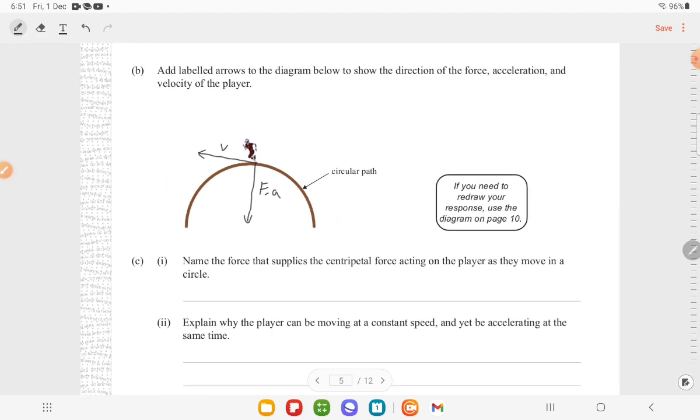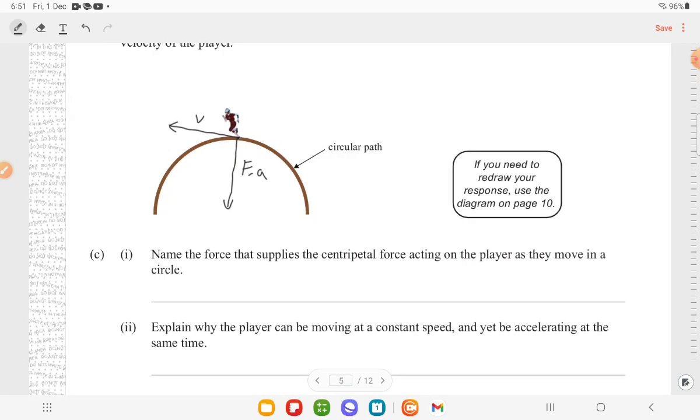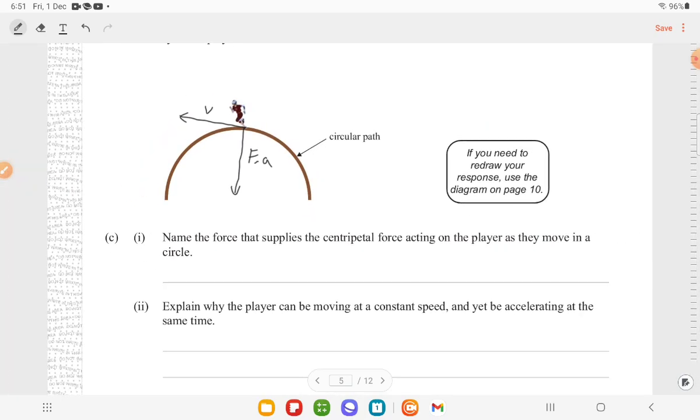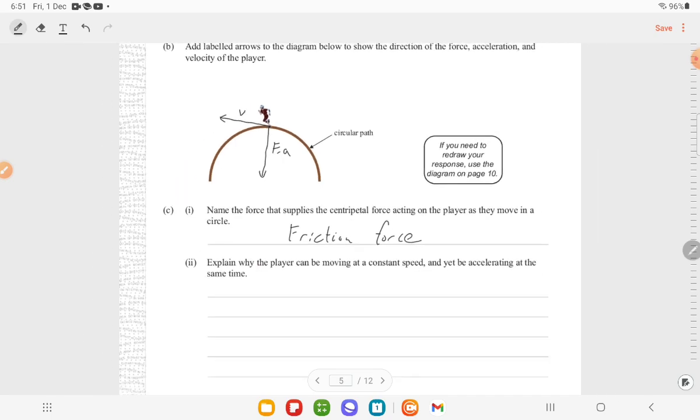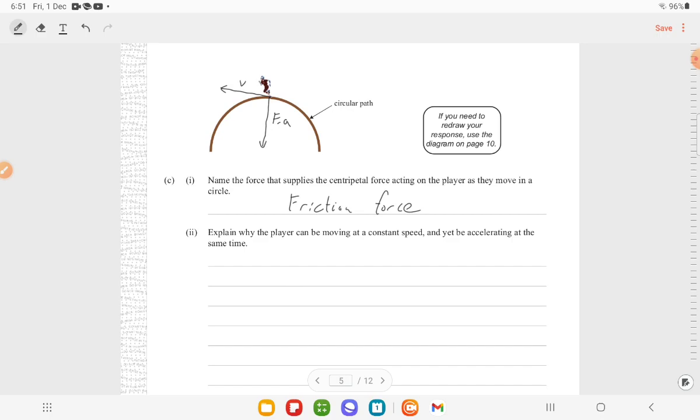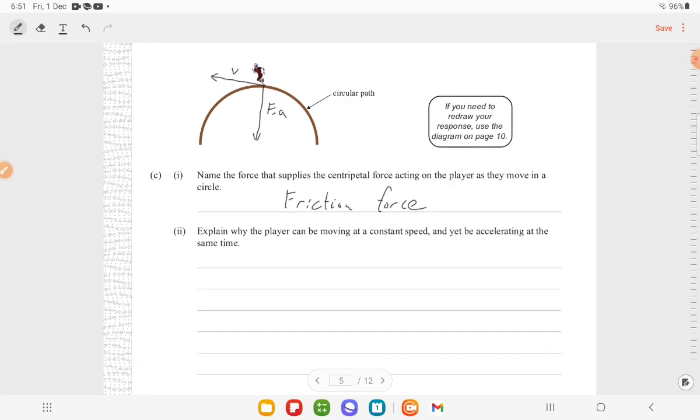Name the force that supplies the centripetal force acting on the player as they move in a circle. This is just the friction force. Friction force between the foot and the track that keeps them together. I don't know, this is a bit weird. Explain why the player can be moving at constant speed and yet be accelerating at the same time.